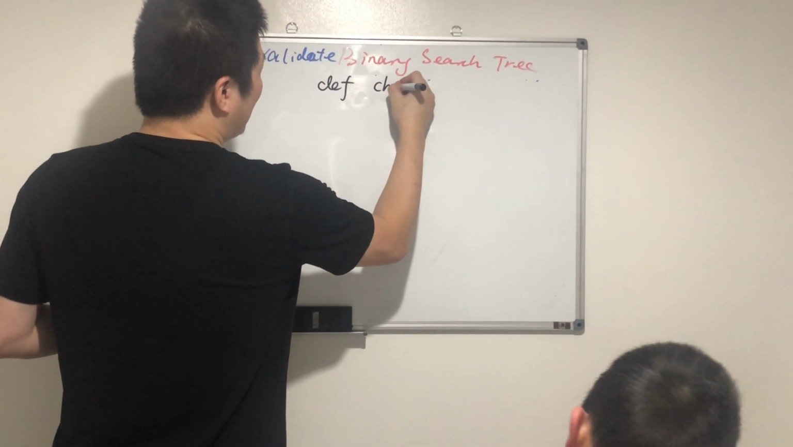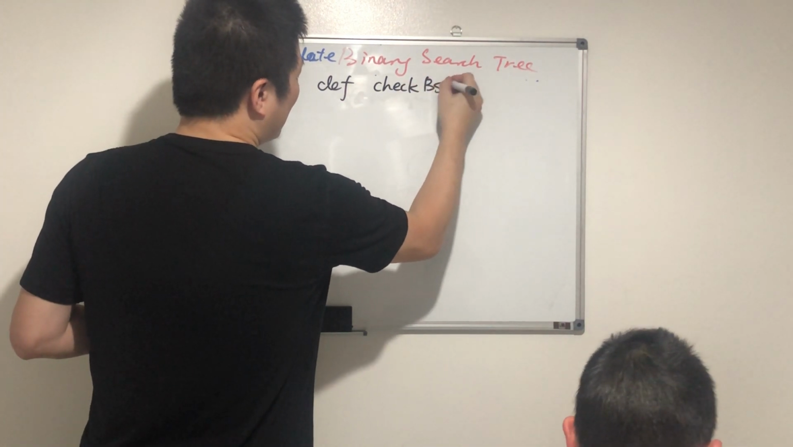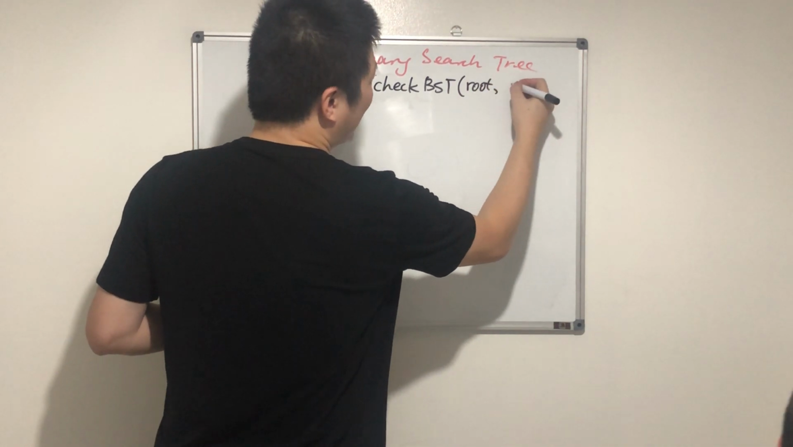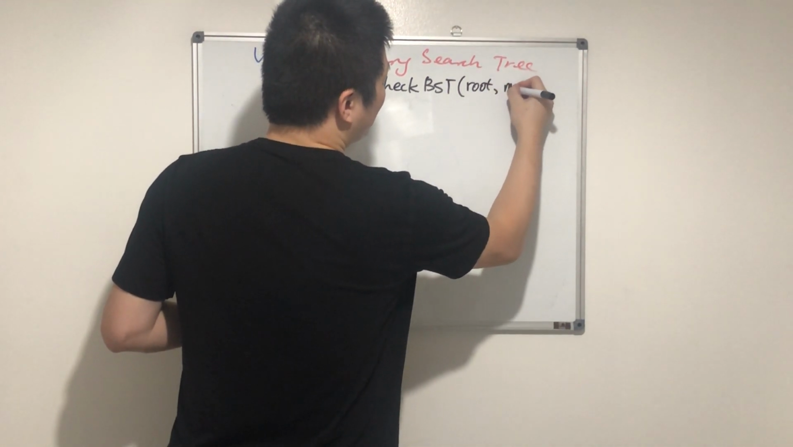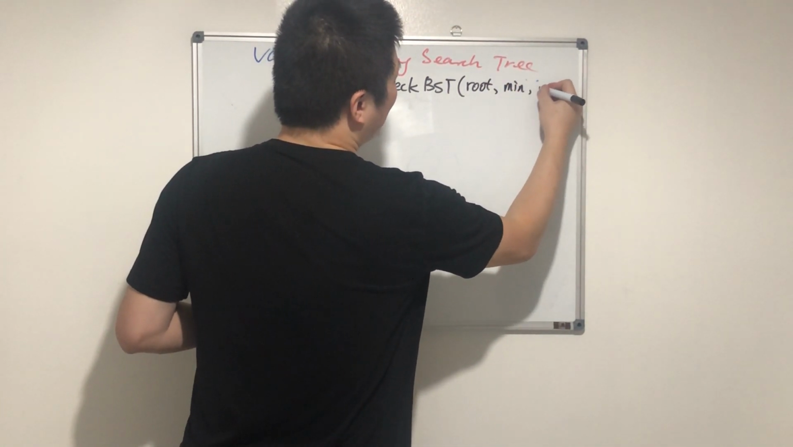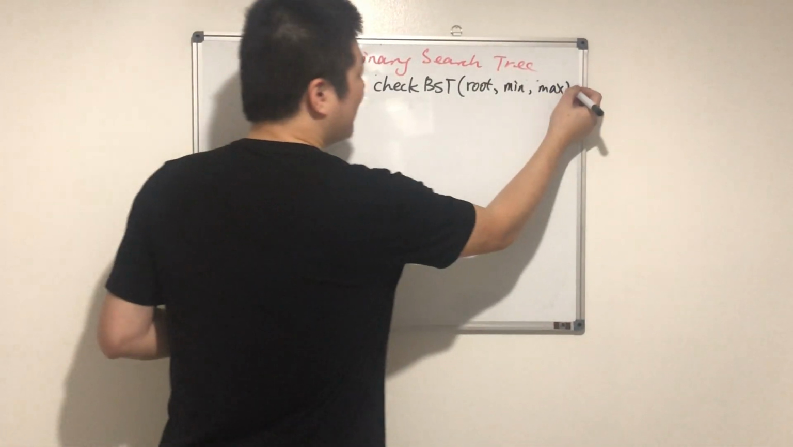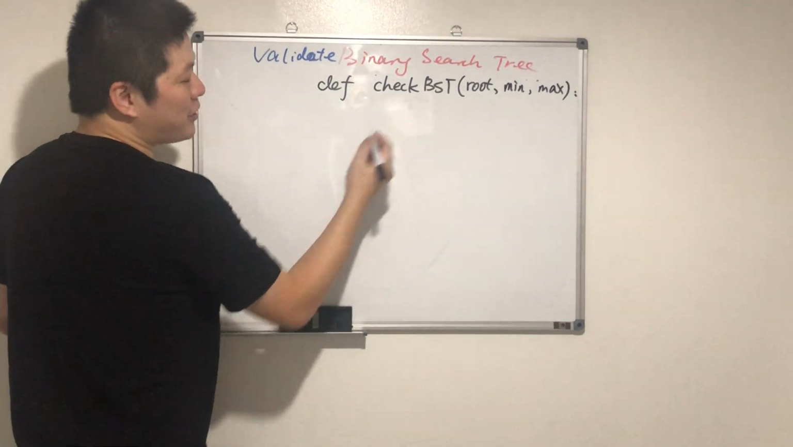Define binary check BST. Let's call it that. And it takes the root of the tree, and then let's call it min, and let's call it max. Okay, min and max. Yeah, well done.